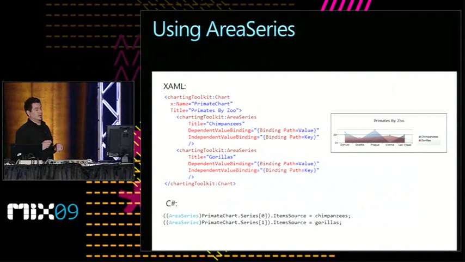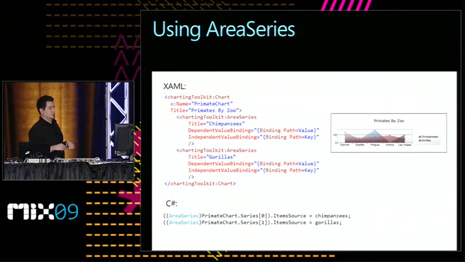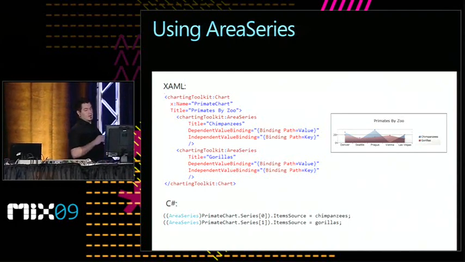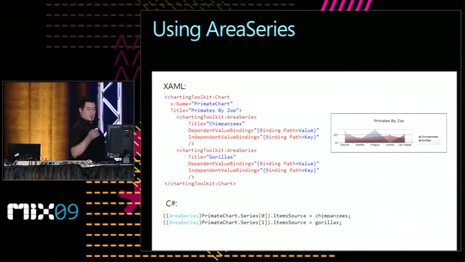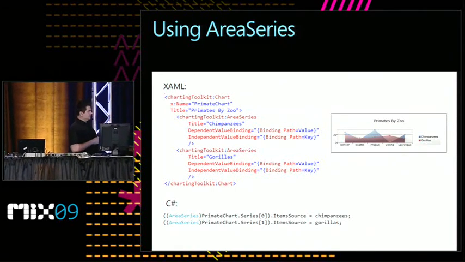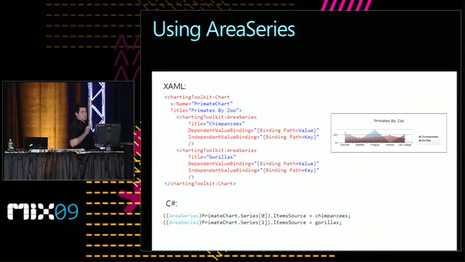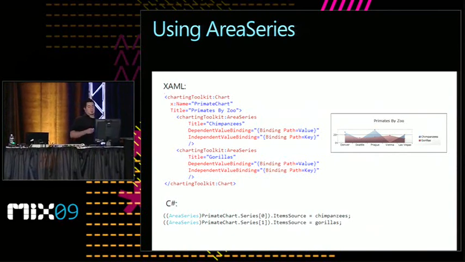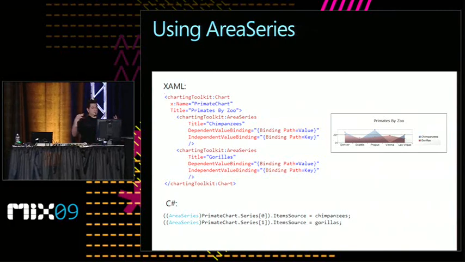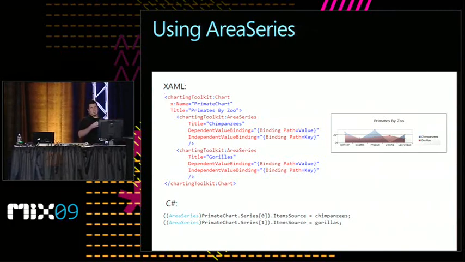And like all the charts, they're very easy to use. You set a title. You see I went with sort of a monkey theme. I have two series here. Area charts tend to look better when you have multiple overlaying. And wiring them up is dead simple. Every series has an item source. Item source maps into your data. Chimpanzees and gorillas here are just key value pairs. Very simple data. Very quick to get this going.